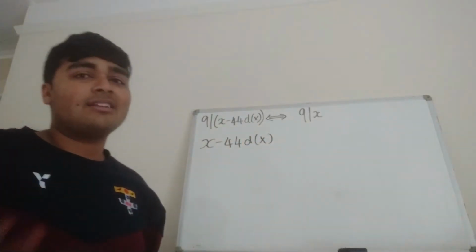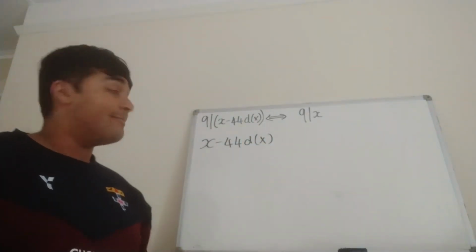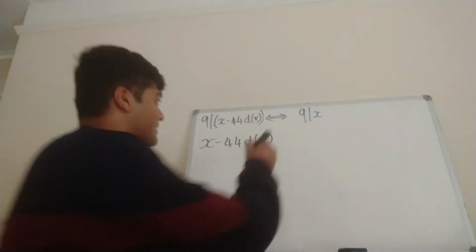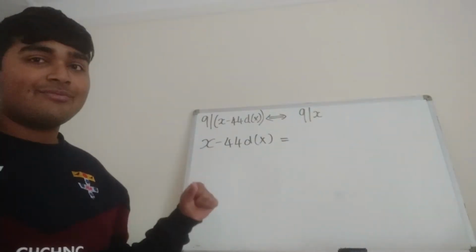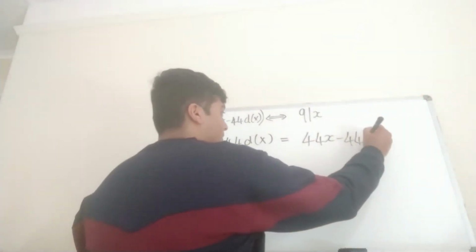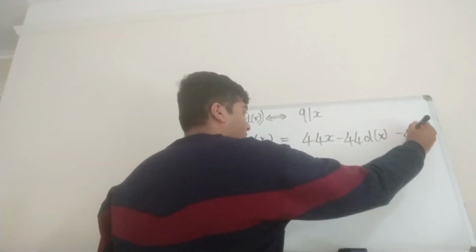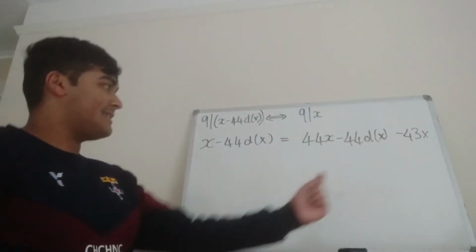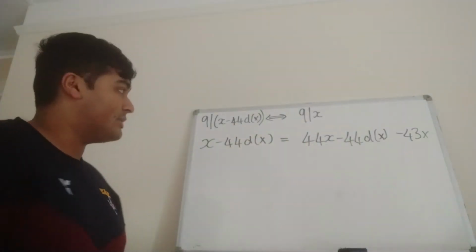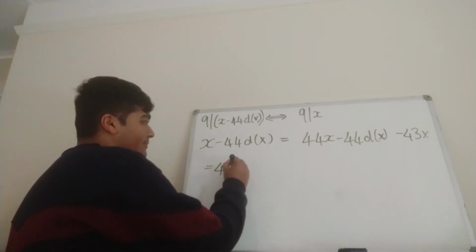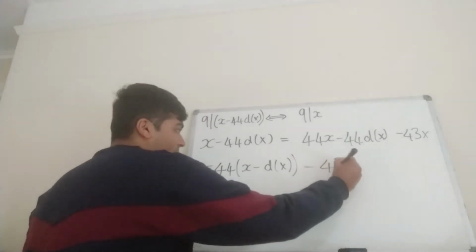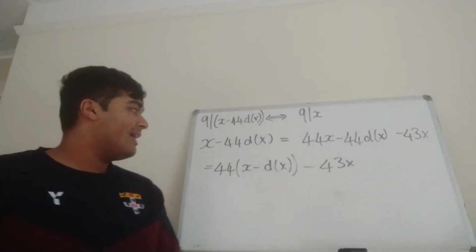And what we're going to do is a little trick by adding and subtracting the same thing. So we're going to add and subtract 43x. So if we add 43x and then subtract 43x, we can write this as 44x minus 44 d of x minus 43x. Okay, because all we've done is added on 43x and then taken it off again. But then this first bit here, we can just factor out 44 and write this as 44 times (x minus d of x), and then minus 43x, like so. Okay, and now hopefully it's quite clear.